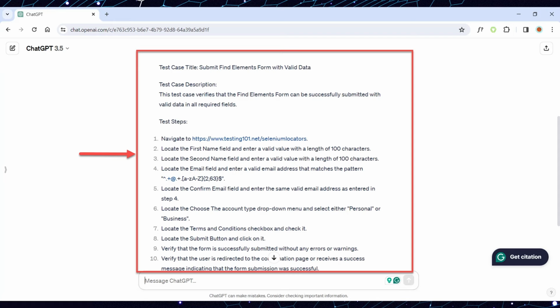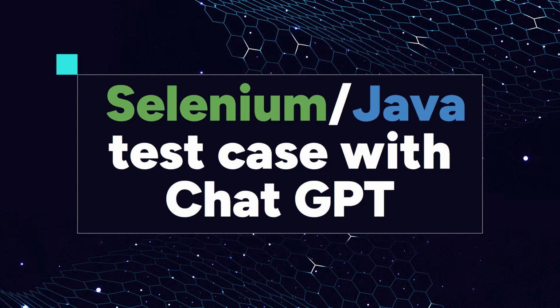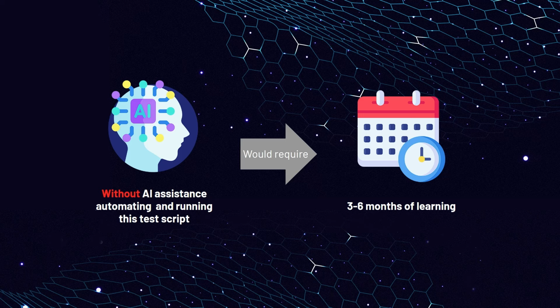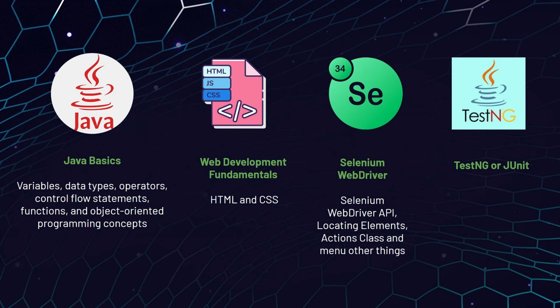Now, let's go further and show how you can automate and run this test case by writing a Selenium Java test script with ChatGPT. Imagine that we do not have any AI. Without AI assistance, automating and running this test script would require 3 to 6 months of learning, as you need to know Java basics, variables, data types, operators, control flow statements, functions, and object-oriented programming concepts, web development fundamentals, HTML and CSS, Selenium WebDriver, Selenium WebDriver API, locating elements, action class, and many other things. TestNG and JUnit.